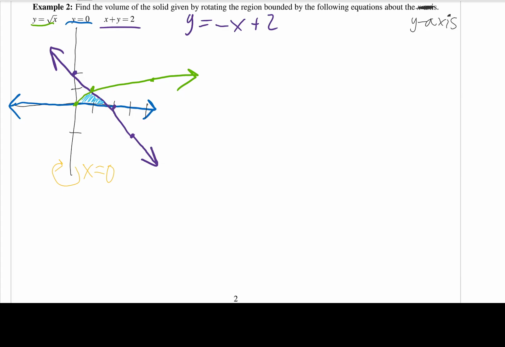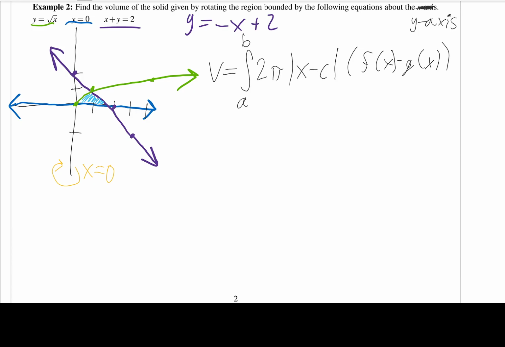So then our integral should be the integral from a to b, right? Because notice we're going to be taking vertical slices. And then we should have, this is V equals the integral from a to b of 2 pi times the absolute value x minus c times f of x minus g of x. Okay.